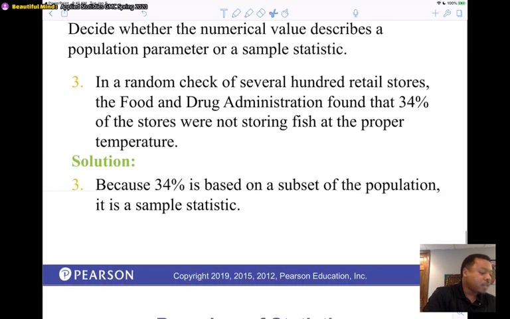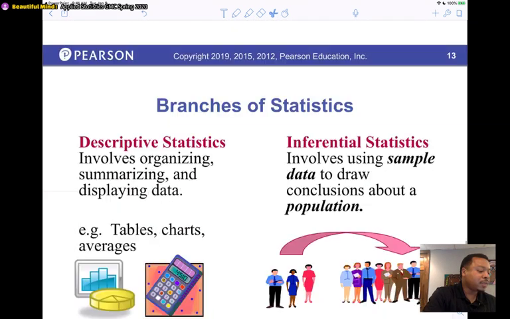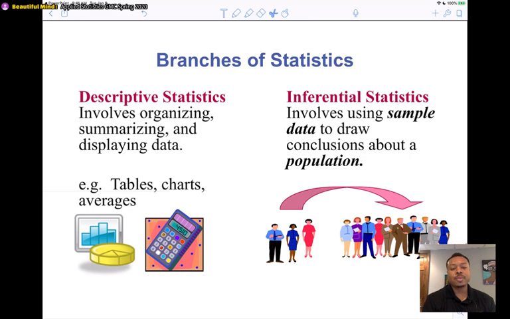So these are some of the branches of statistics. We have descriptive statistics, which involves organizing, summarizing, and displaying data. We're actually almost done with this section. And then we have inferential statistics, which involves using sample data to draw conclusions about a population, right? Okay.